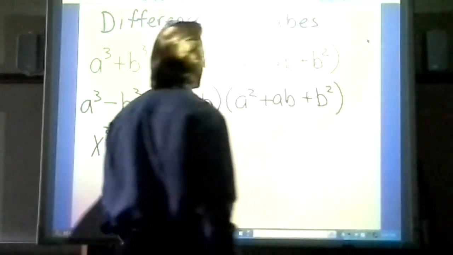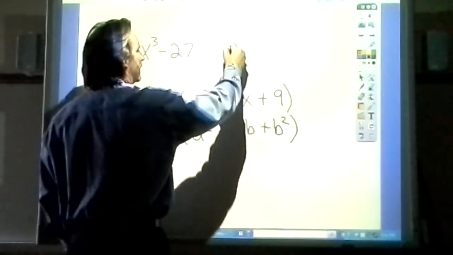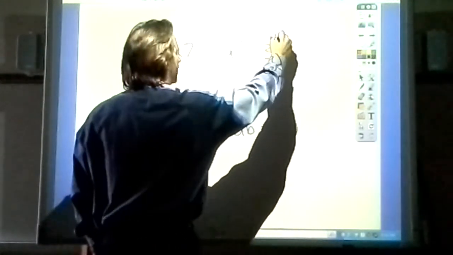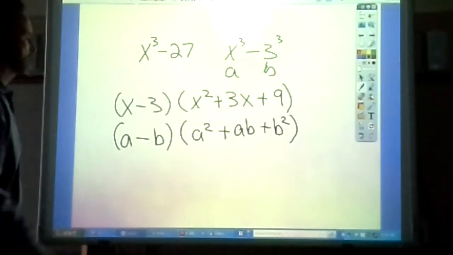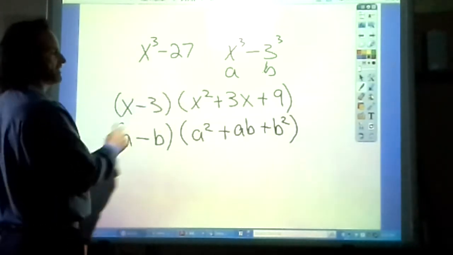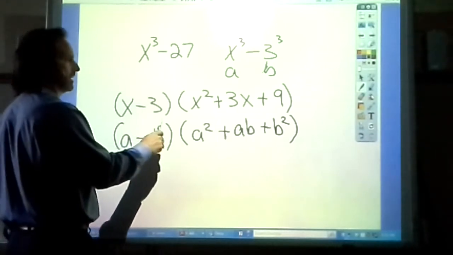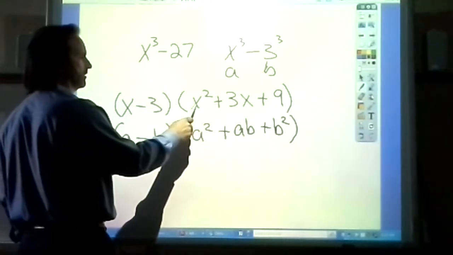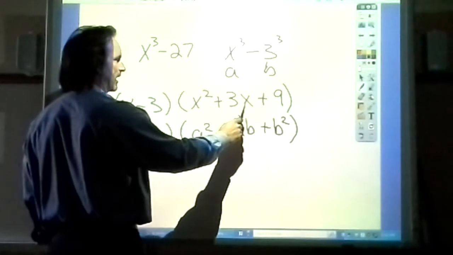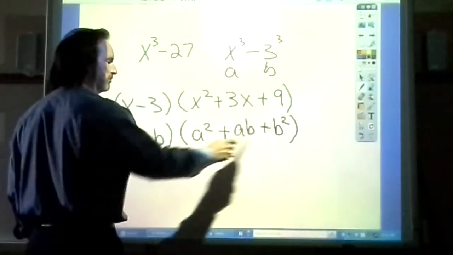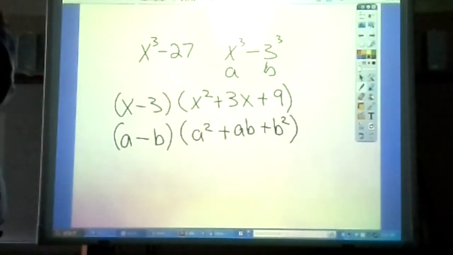All right, so here's an example. X cubed minus 27. That really could be what? X cubed minus 3 cubed. So that's your A, that's your B, right? Okay? So remember, this factors out as what? A minus B, x minus 3, times A squared, or x squared. Remember, it was opposite, plus AB, so plus 3x, and then plus what? B squared, which is negative 3 squared, is 9. And that'll help you factor that out, okay?